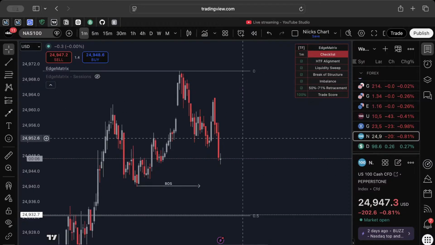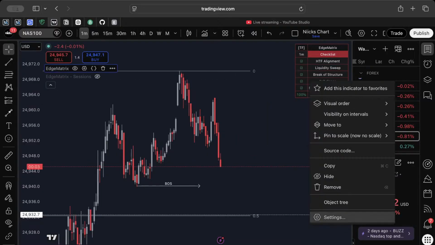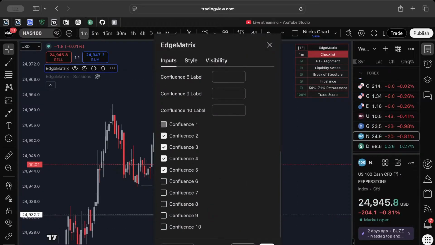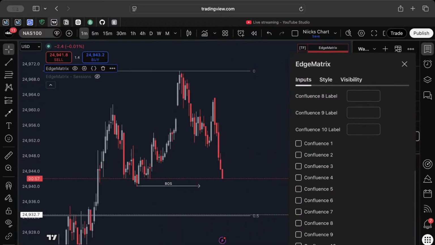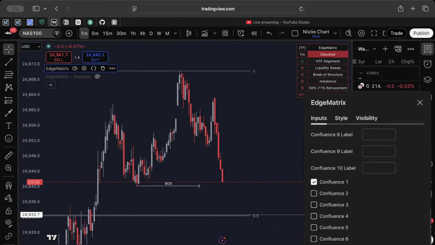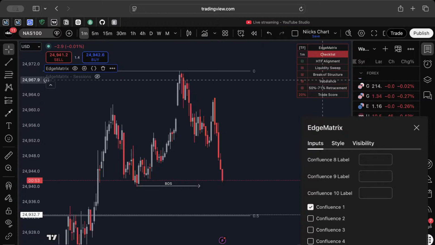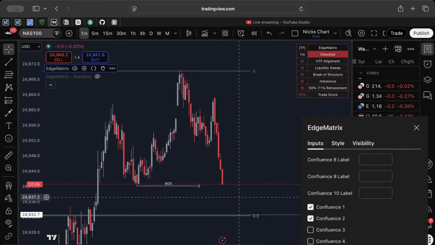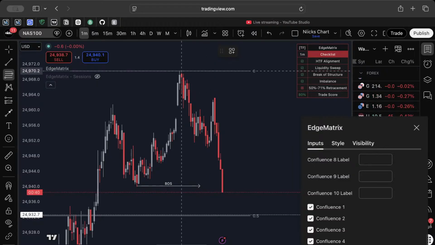And again, this aligns with all my confluences. So if we uncheck everything, we have higher time frame alignment. We know the 5 minute needs a pullback, so we mark that off. Liquidity sweep. We took these highs. If we break this low, great. Liquidity sweep. Break of structure, we're about to get that. Beautiful. Imbalance, we do have some imbalance, so we can even check that off. 50 to 71% retracement, obviously we're going to wait for that, depending on if we get it.